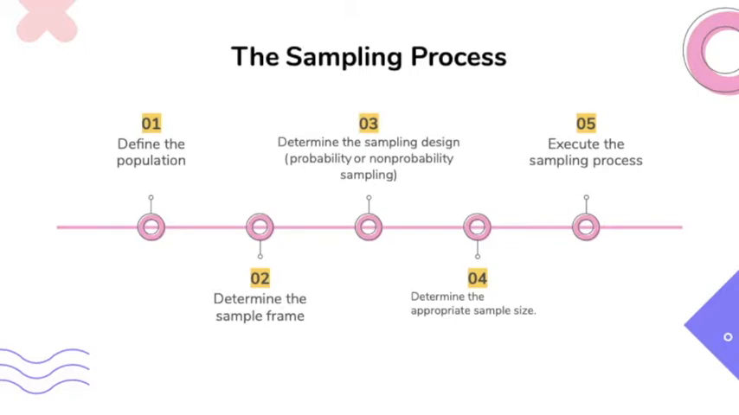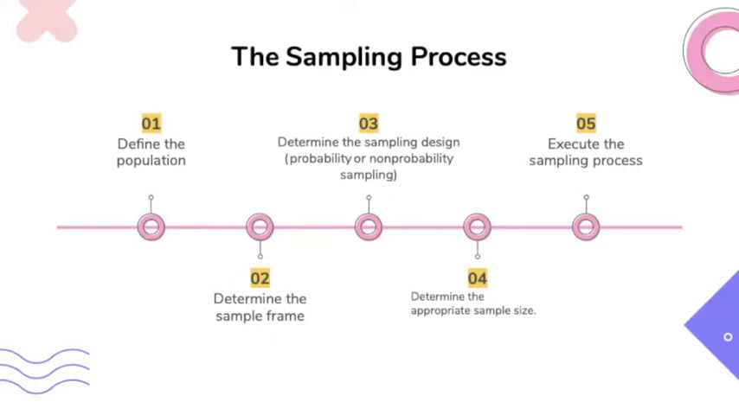The second stage is determining the sample frame. The sample frame is a representation of all the elements in the population from which the sample is drawn. The payroll of an organization would serve as the sampling frame if its members are to be studied. Although the sampling frame is useful in providing a listing of each element in the population, it may not always be a current, up-to-date document.